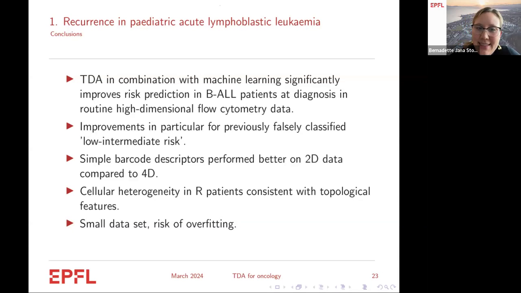What was interesting from the TDA side was that we found that simple barcode descriptors perform better on 2D data compared to 4D, but then taking the full information into account using persistence images in 4D did even better. And what was also nice was that the cellular heterogeneity hypothesis for relapse patients was consistent with what we found in the topology. But again, this is a small data set, so there is some risk of overfitting, and we'd be very keen to look at this in a larger data set, or also in different hematological malignancies, because in many of those, this type of data is really routinely taken.